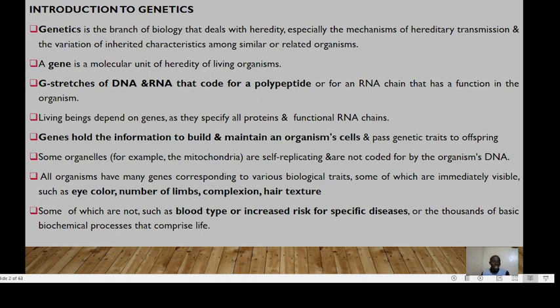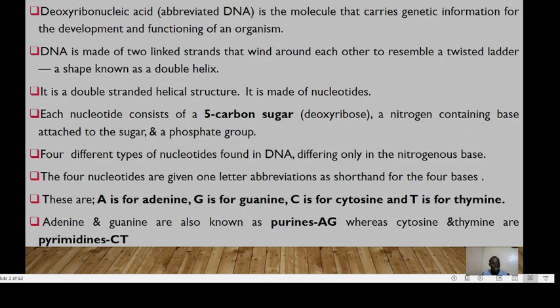Right. So all organisms have genes corresponding to the various biological traits, some of which are immediately visible, such as the eye color, the number of limbs, the complexion, the hair texture, some of which cannot be seen by our eyes, like the blood type or increased risk for specific diseases, or thousands of basic biochemical processes that comprise life.